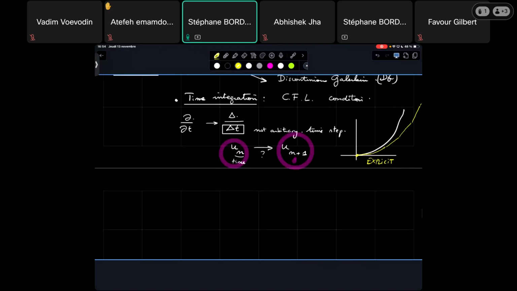And the way to think about how to choose the time step is extremely simple. You can think about the domain as that. So that would be a typical element in your system.